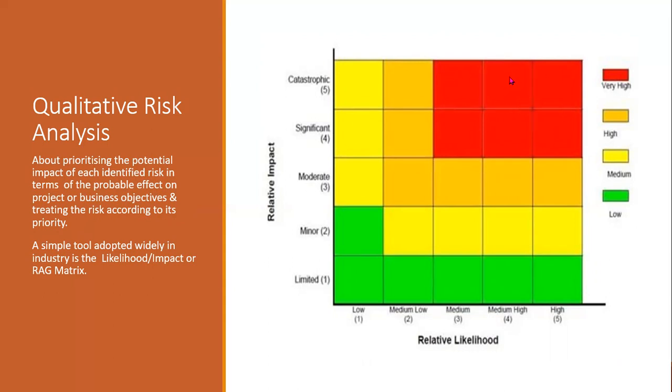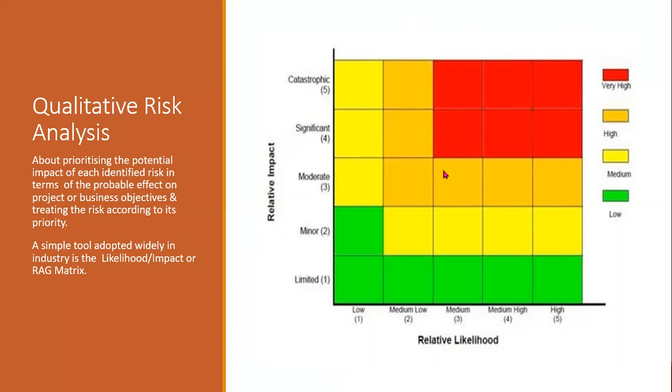So this is an example of a RAG matrix, a red, amber, green matrix. A RAG matrix, commonly used in industry. Anything that has a high likelihood and that would have a catastrophic or significant impact within the business is in these red areas, and those are the risks that senior management need to know about, whilst we continue to keep an eye to monitor these green risks and these yellow risks and these amber risks.